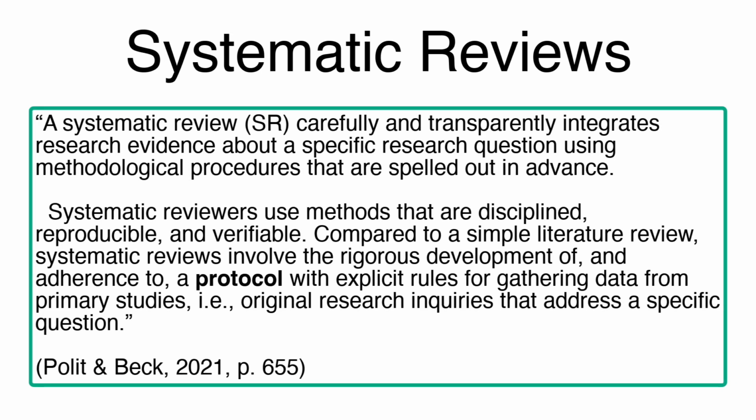Polit and Beck define that a systematic review carefully and transparently integrates research evidence about a specific research question using methodological procedures that are spelled out in advance. Systematic reviewers use methods that are disciplined, reproducible, and verifiable. Compared to a simple literature review, systematic reviews involve the rigorous development of and adherence to a protocol with explicit rules for gathering data from primary studies, that is, original research inquiries that address a specific question.